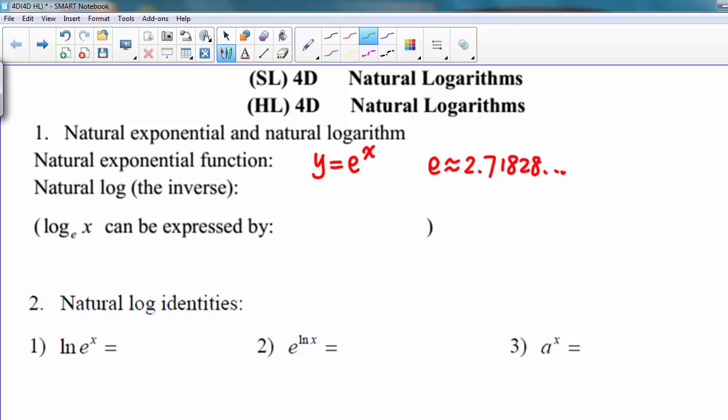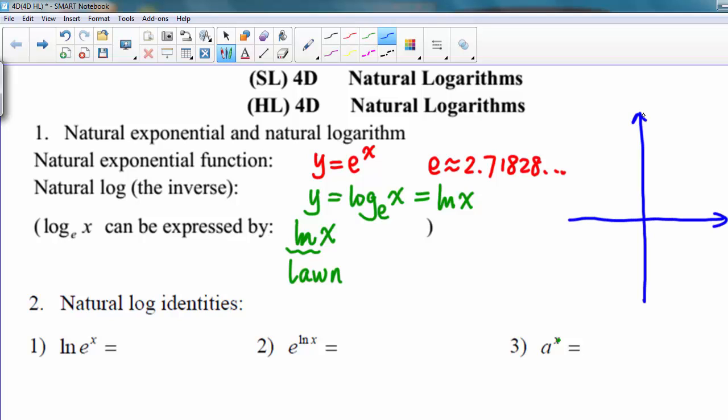So I interchange x and y and solve for y. The function is y equals log x in the base e. For this base e, log base e of x can also be expressed as ln x. This is pronounced as "ln", so it is called ln x. The inverse of the natural exponential function is also called ln x.